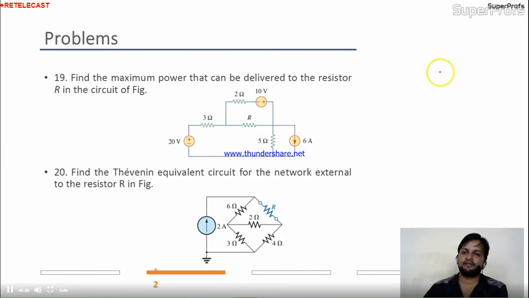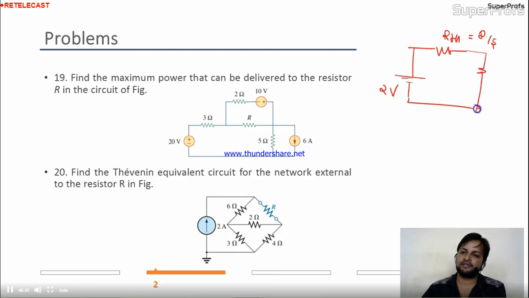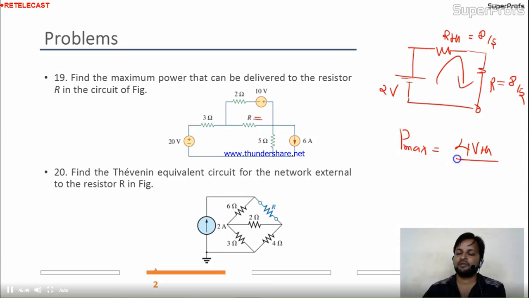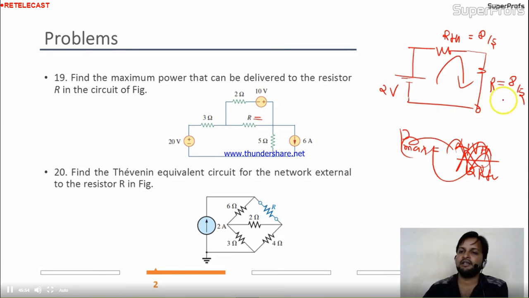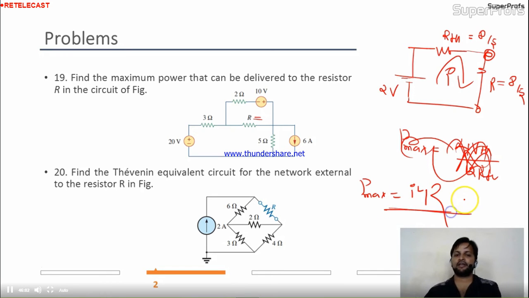Is it okay? And you already calculated the value of RTH. RTH was nothing but 8 by 5, and for VTH you calculated 2 volt. Now this is your load resistance R. So for the maximum power, this R will be 8 by 5. Now can you calculate the maximum power P max? Sorry, don't remember this formula. You can first find out the current over here, I, then P max is nothing but I square R. Is it okay? So this is the procedure to find out the power P max.